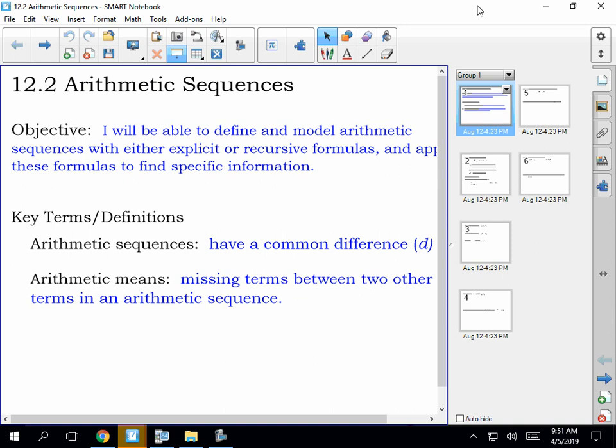And arithmetic means is just the average. It's the missing terms between two other terms in an arithmetic sequence. So you could just write average. Arithmetic means is the average as you know it. Like you took 3 tests. You add them up, divide by 3. That is an arithmetic mean. And when you add them up and divide by however many there are.